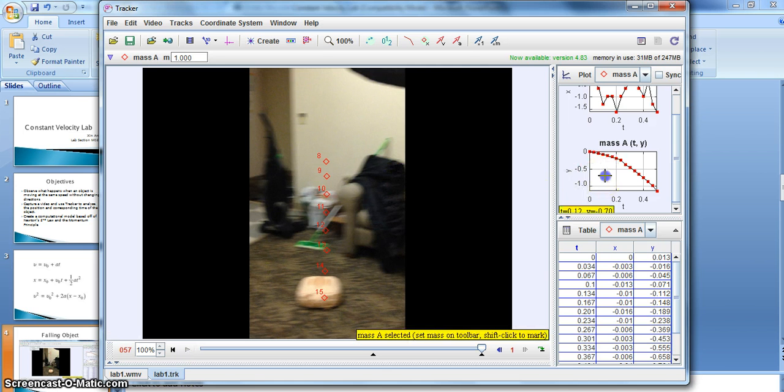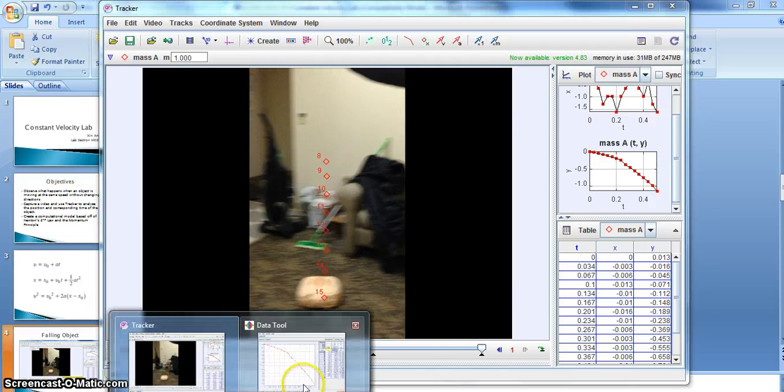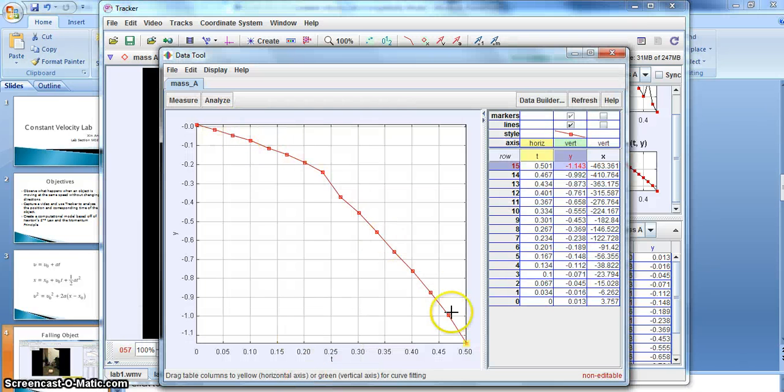If I click at the graph right here, you can see the data right here. Theoretically, it should just be a constant line. I think that the bumps right here are due to me not putting the center of mass in the correct place on Tracker. But other than that, it should just be a constant line below the axes. And as you can see right here, here is the time and the corresponding position in a table.